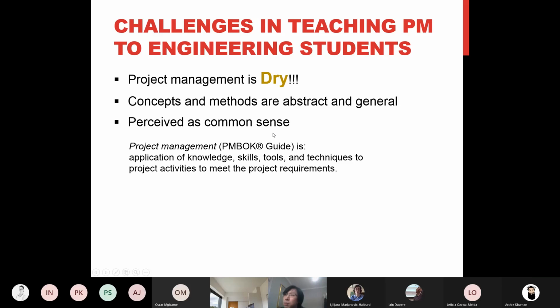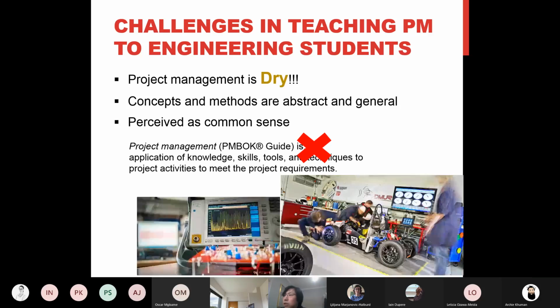For example, project management is defined as application of knowledge, skills, tools, and techniques to project activities to meet the project requirement. So when the students look at this, they feel this is not engineering. This is not engineering at all. So they believe those are engineering, so they really need to have something hands-on in the lab and then to create something. So how we can convince them that for all of this work, we need project management to guide them. And we have to use project management in real engineering projects.